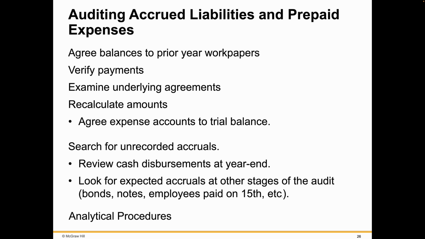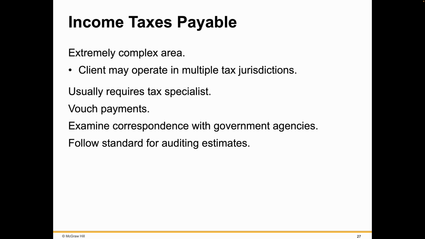So when we're auditing the accrued liabilities and the prepaid expenses accounts, we're pretty much agreeing the balances to prior year work papers, which we saw in that schedule, verifying payments, examining the agreements, recalculating amounts, and agreeing the expenses to the trial balance, looking for those unrecorded accruals by reviewing the cash disbursements at the end of the year, and looking for any expected accruals at other stages in the audit if we're looking for bonds or for notes, and perform our analytical procedures to make sure that everything looks good.